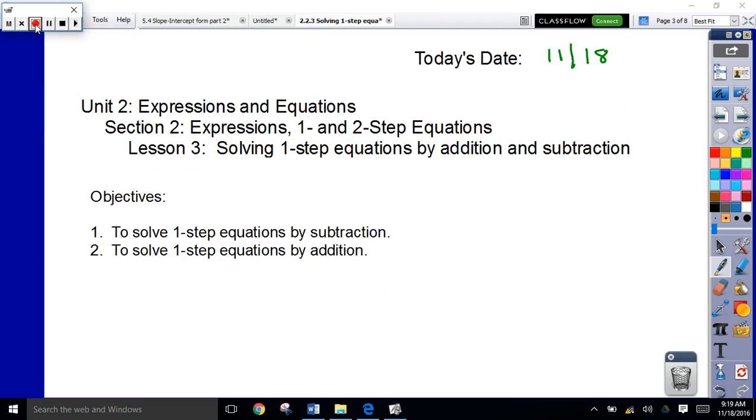Okay, so today's lesson, we're going to start solving one-step equations. And today we're just going to talk about solving them by addition or subtraction. So our two objectives are solving by subtraction, solving by addition.